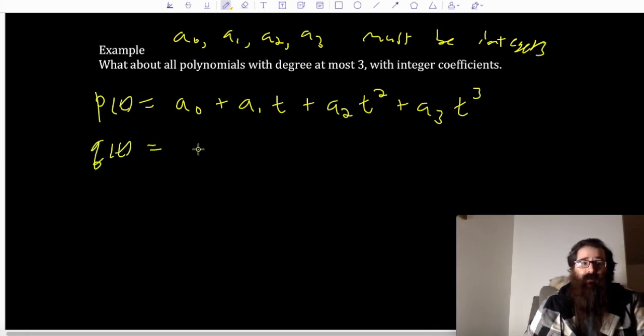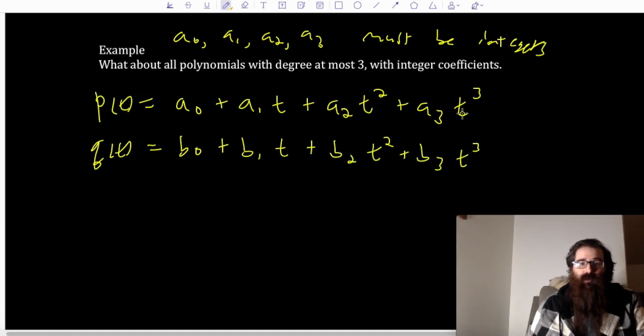What if I were to take another example of this? So some other polynomial, instead of using a's, let me use b's, but same idea. B sub 0 plus b sub 1t plus b sub 2t squared plus b sub 3t cubed, where b sub 0, b sub 1, b sub 2, and b sub 3 must be integers.